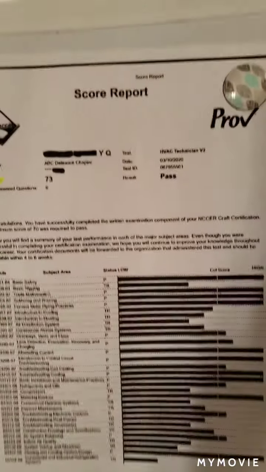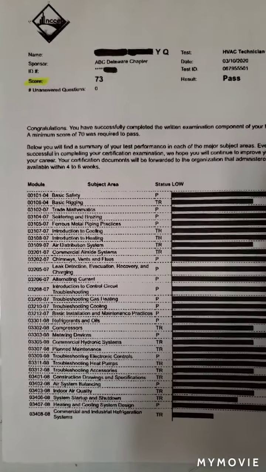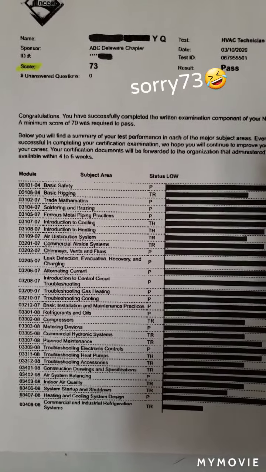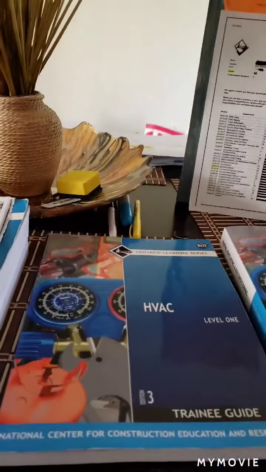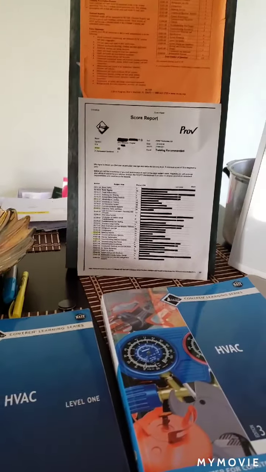So this is my new answer sheet. I got a 75 when I took it again. And so yeah, those are some of the questions that are going to be on the test. Some of them are redundant.